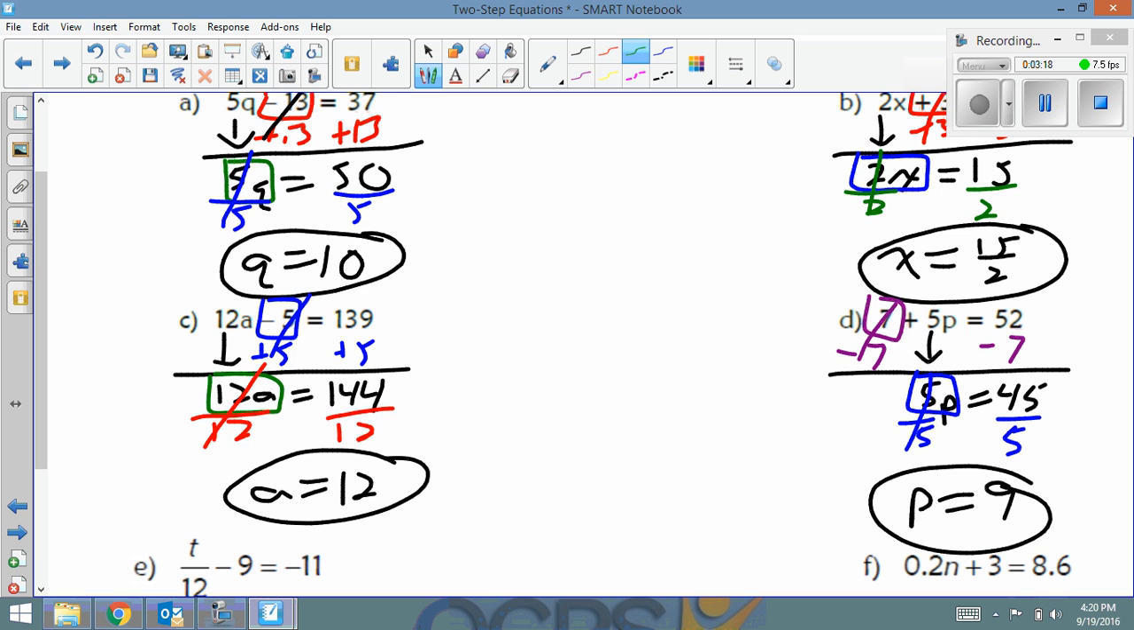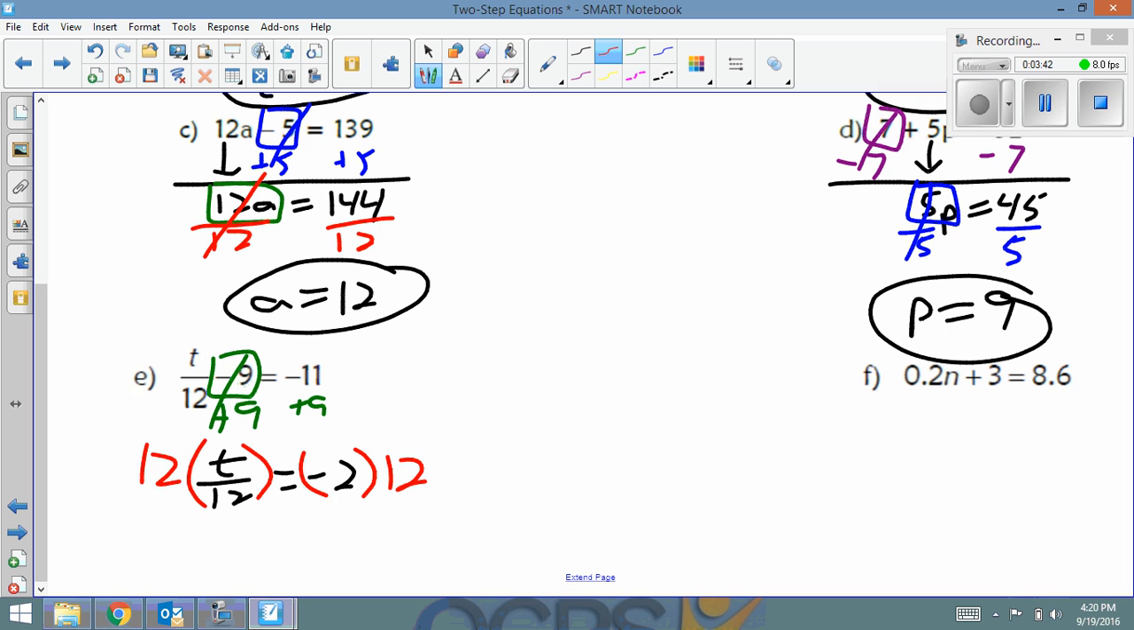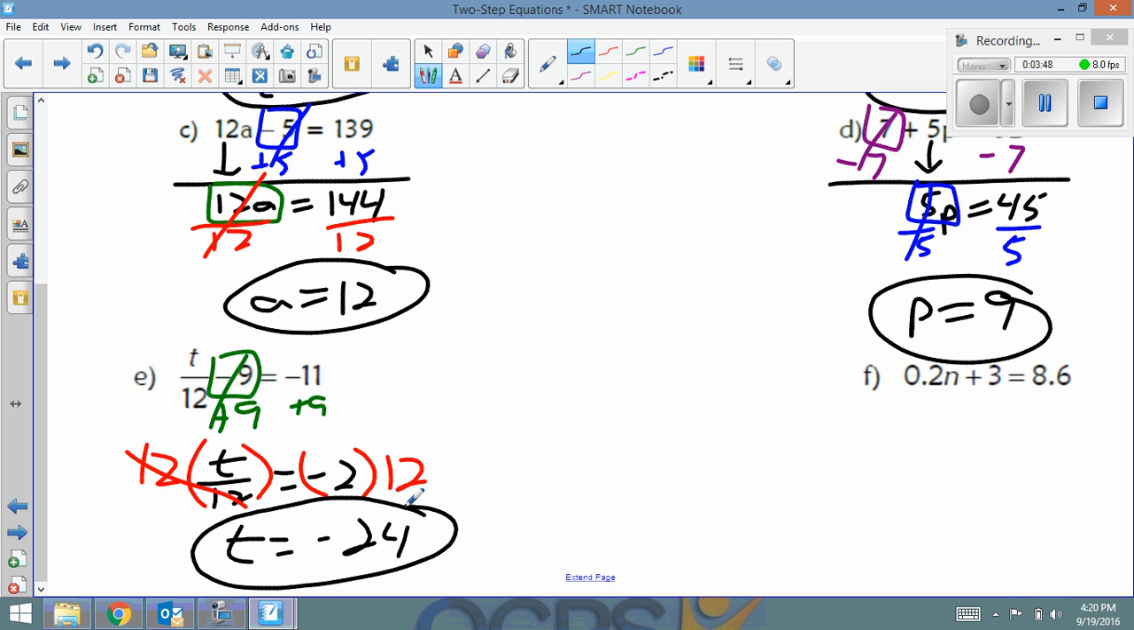In this case, it's the same thing. It just looks a little bit different on D. We're still going to move that negative 9 first by putting a plus 9 underneath. So I get t over 12 is equal to negative 2. And this time, because it's a fraction, the opposite of fraction would be to multiply by the denominator, which is 12. So in this case, we're going to get t is equal to negative 24.